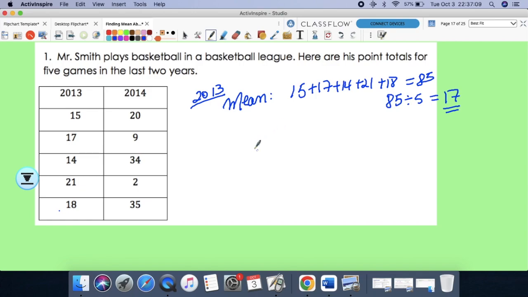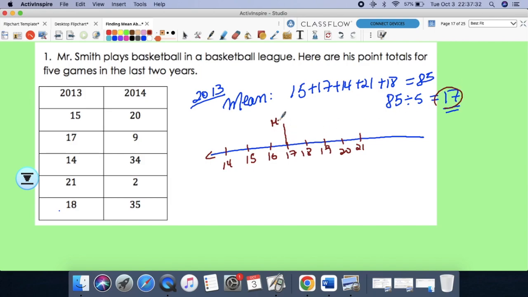Okay, so we can draw a number line just so that you can see. You don't have to, but I want you to see. So let's make 14, 15, 16, 17, 18, 19, 20, 21. So the mean is 17. So over here, I'm going to write the mean is 17.